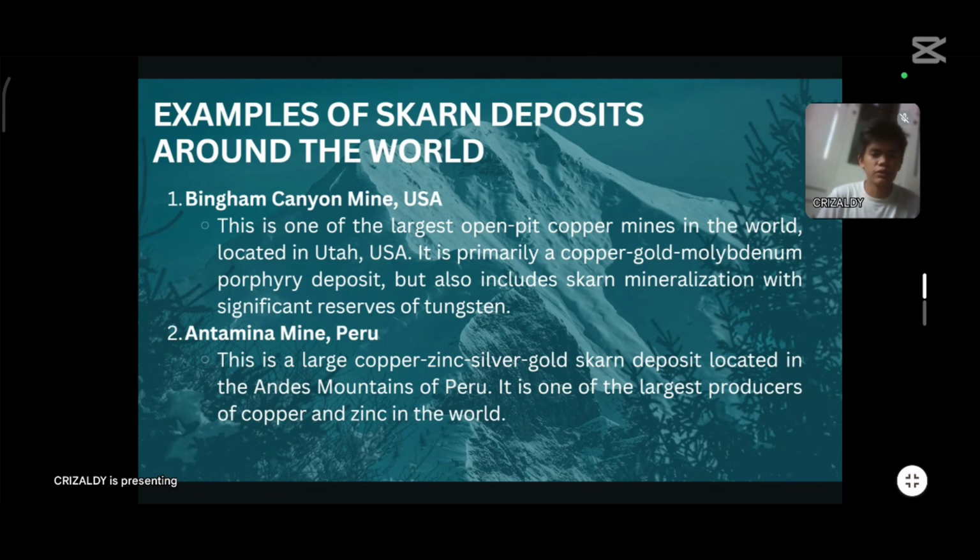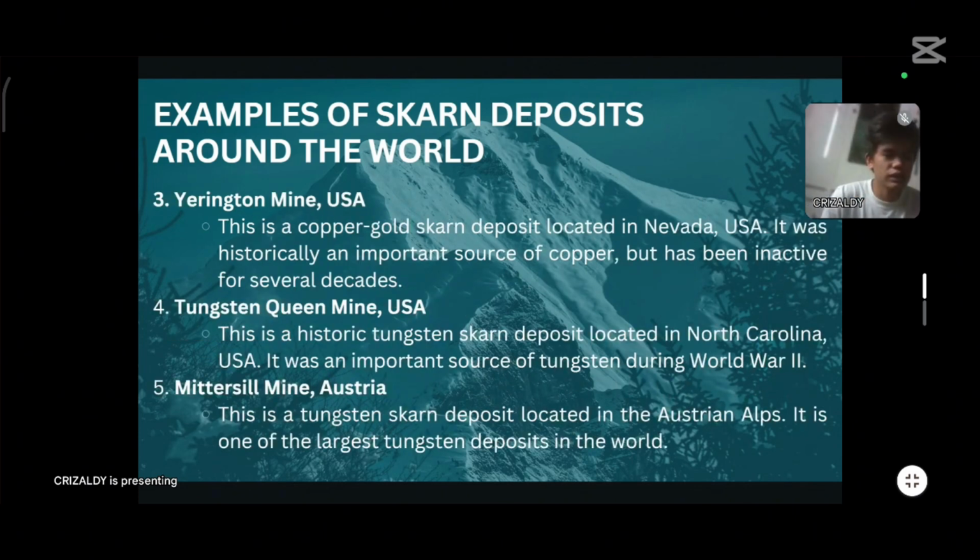Next naman is the Antamina mine in Peru. Dito naman ay commonly mga large copper, zinc and silver gold skarn deposit ang makikita. Next naman is the Yerington mine in USA. Ganyan din mga copper gold skarn deposit located in Nevada, USA. It was historically an important source of copper but has been inactive for several decades.